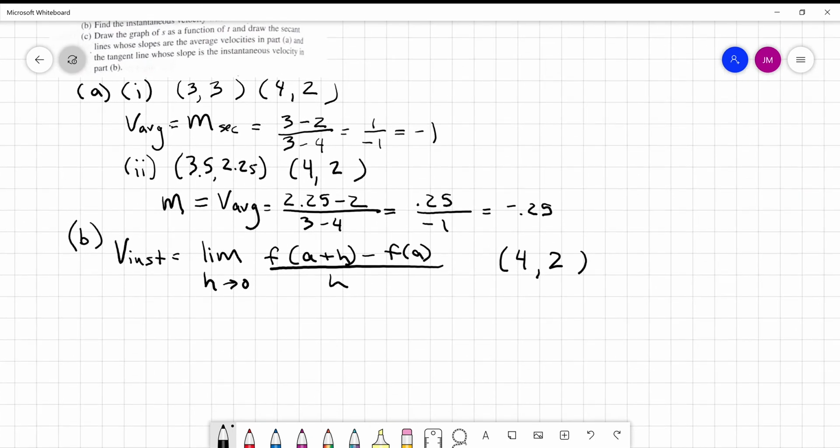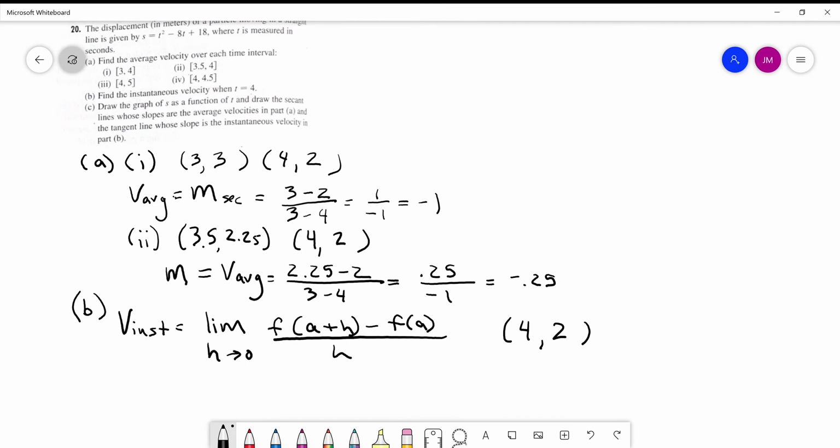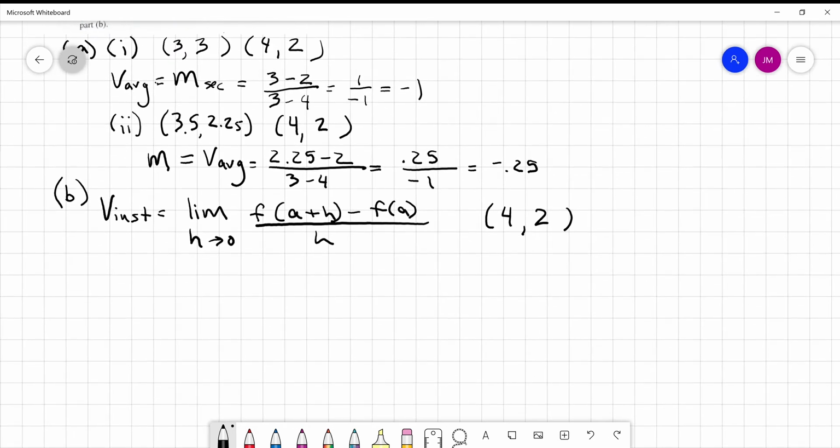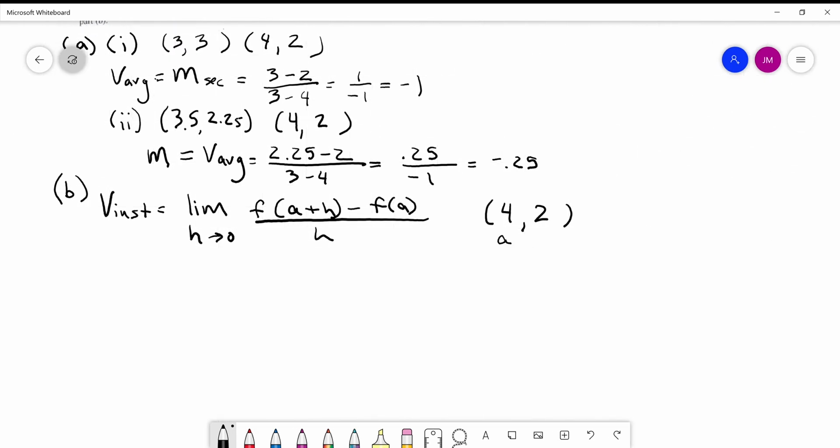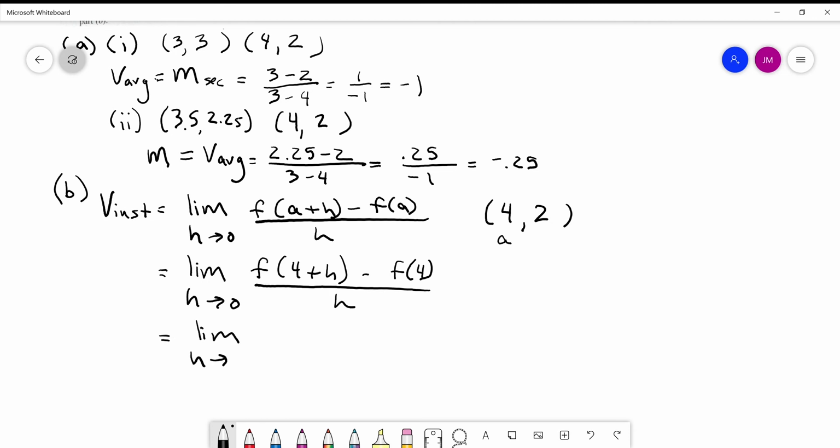We already know that the y-coordinate when x is 4 is going to be 2. Now I'm not using this to find any other time values. If I was, I would evaluate this whole limit with a in it and create a formula so that I could substitute any time values that I wanted. But since I'm only doing this for time equals 4, I'm going to replace a with 4. So we have the limit as h approaches 0 of f of 4 plus h minus f of 4 all over h. And now I will substitute 4 plus h into my function.